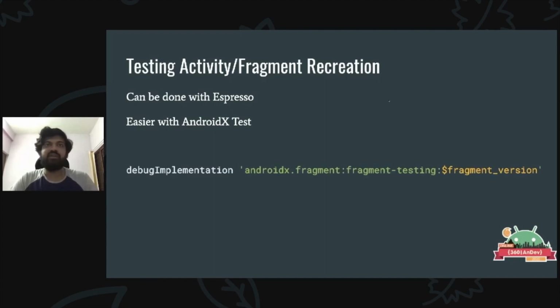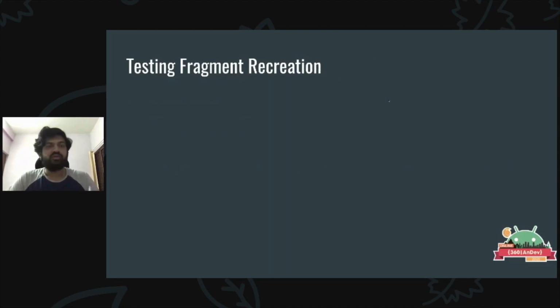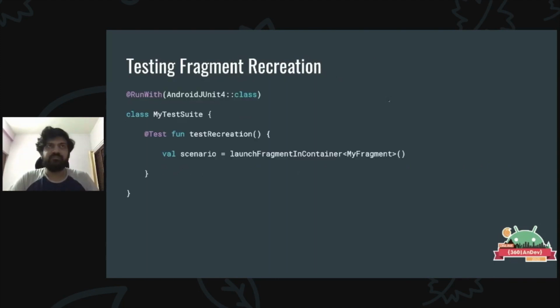So I'll be taking the example of fragments in this case. And you can include this artifact, the fragment testing artifact from AndroidX. So coming to testing your fragment recreation, you would start it out as a normal UI test. The way you start launching a fragment is you have to create a scenario. And the way you do this is first you launch it. You launch your fragment inside a container, because normally you would use something like a frame layout or a fragment container view. So this handles that.